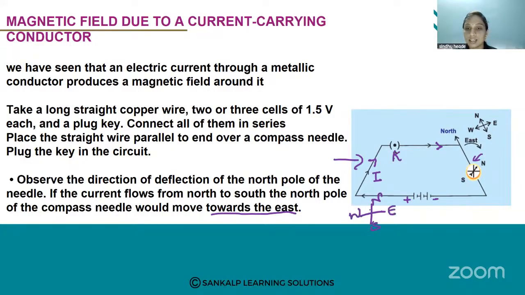Initially the compass needle is in the north-south direction. When the current starts flowing in the conductor, what happens? It starts to deflect, right? Finally it shows the east direction.